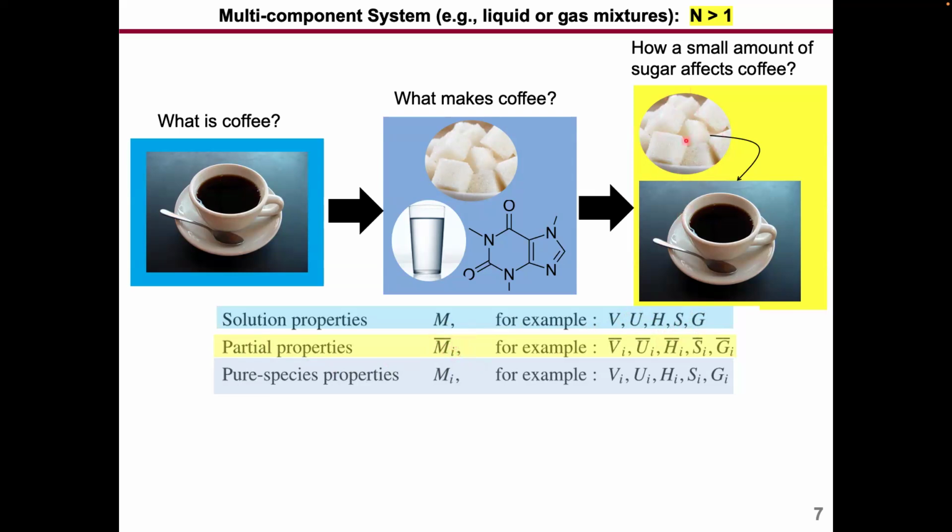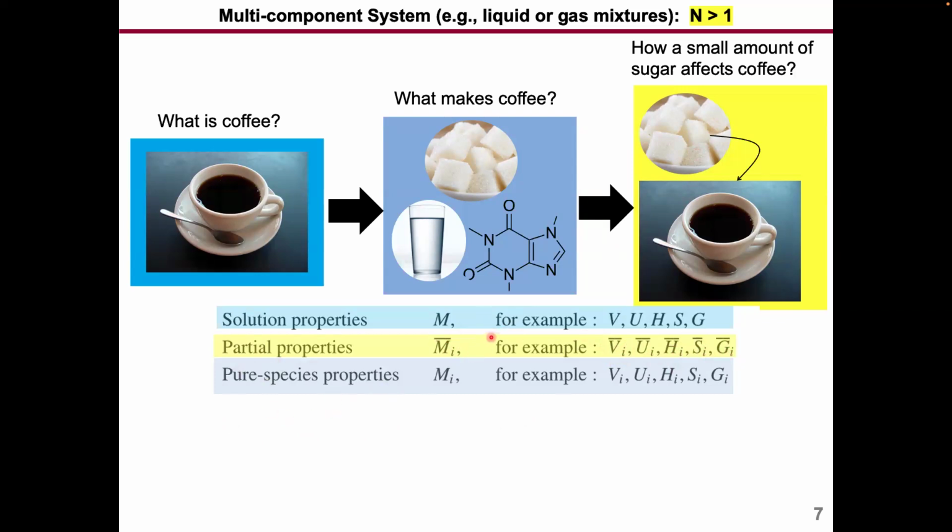So in this example, we are talking about adding sugar. We are trying to understand, adding sugar, how does it change the overall property? So here, i will be the partial molar property of sugar. So i should be sugar, right? So M-sugar bar. And then you can have V_i bar, U_i bar, H_i bar, S_i bar, G_i bar.